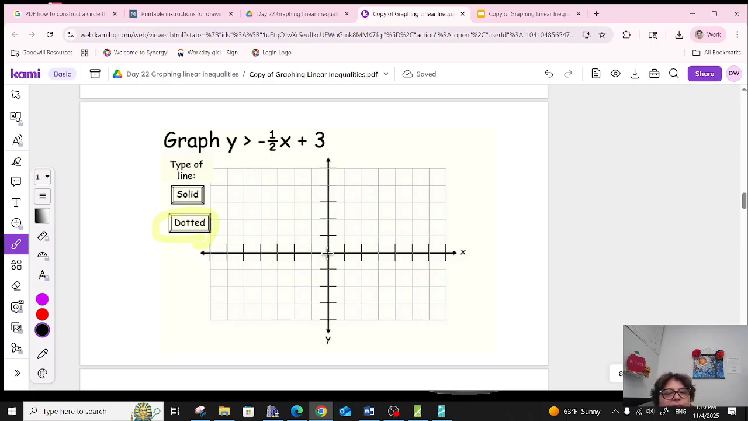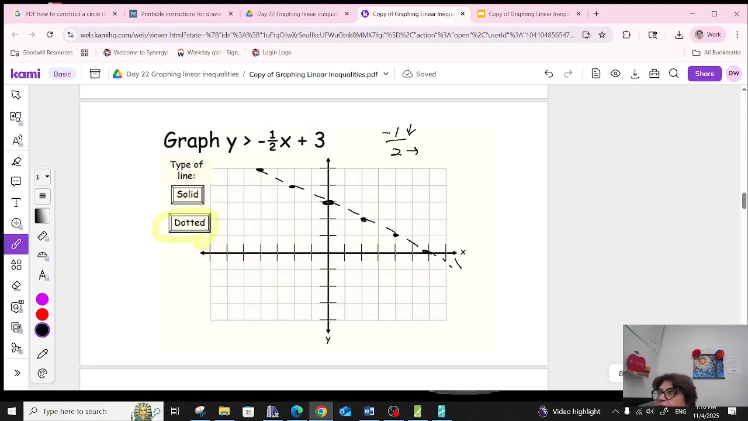So I'm going to go up 3, 1, 2, 3. It's a negative 1 over 2, which means I'm going to go down 1 over 2. So I go down 1, 1, 2. Down 1, 1, 2. I could also go up 1, 1, 2. Do I have them all? Yes. Now I'm going to make a dotted line. See how I'm just dashing it?